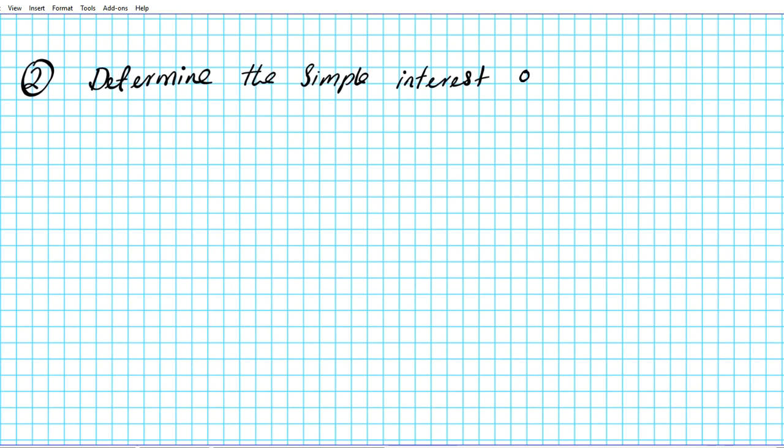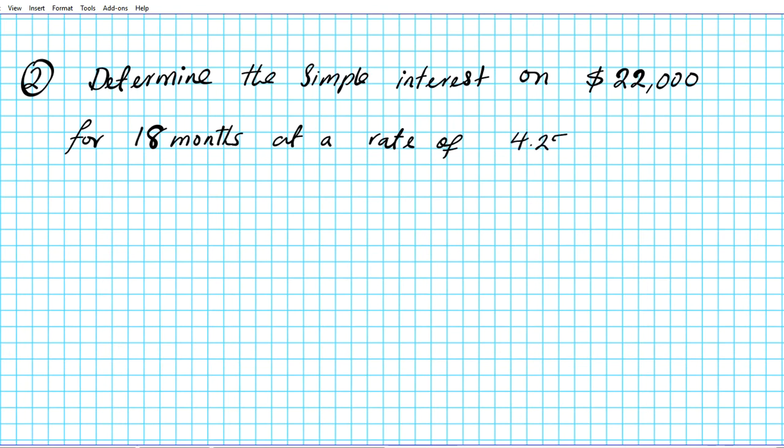All right, let's take a look at question number 2. What if we were to determine the simple interest on $22,000 for 18 months at a rate of 4.25%? Okay? Alright, so let's start by writing down our formula again.